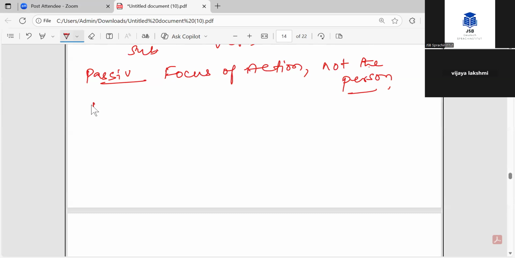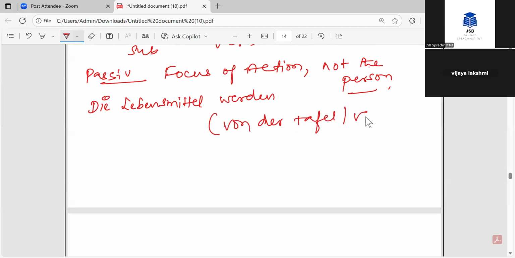Okay. For example, the Lebensmittel werden, okay, von der Tafel verteilt.